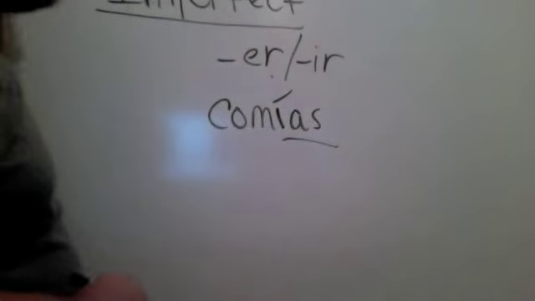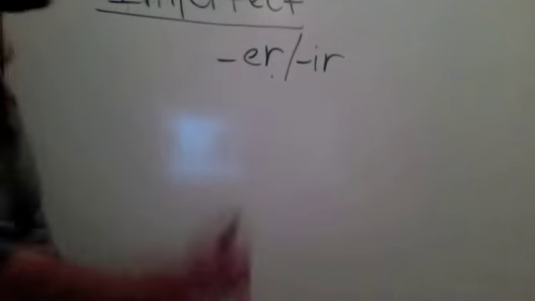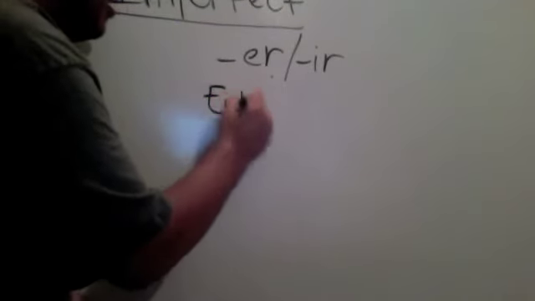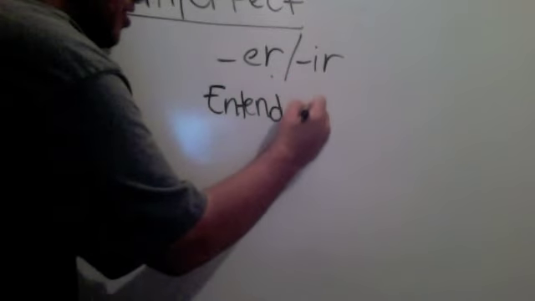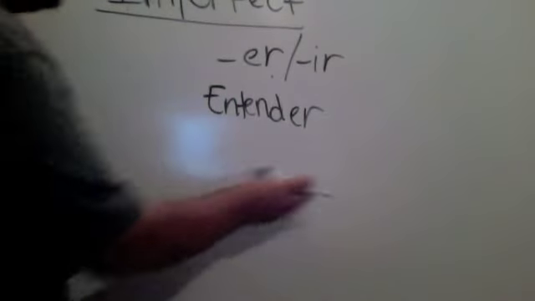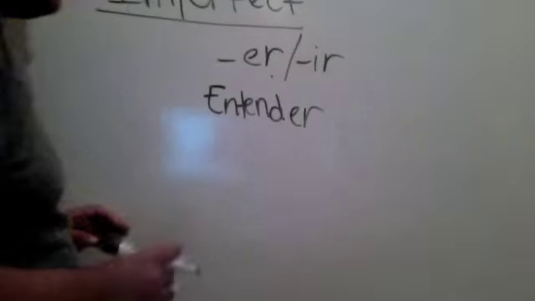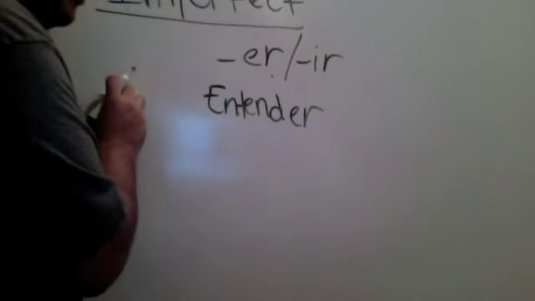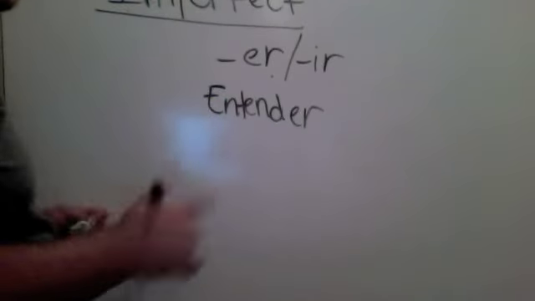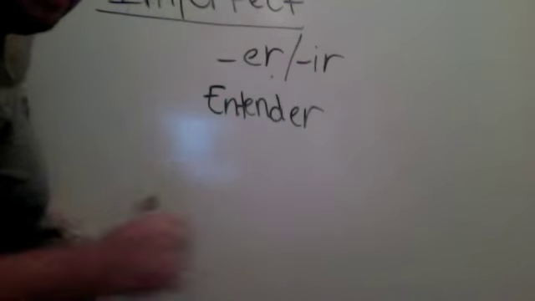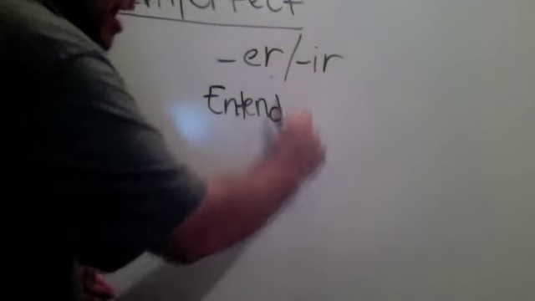Comías. Don't forget your accent on the I. Entender: to understand or to comprehend something. Oh, I have another one. It's a better one. Okay, just ignore that one. Leer. Okay, we'll do leer next. But entender. Our first step, drop the ER or IR.